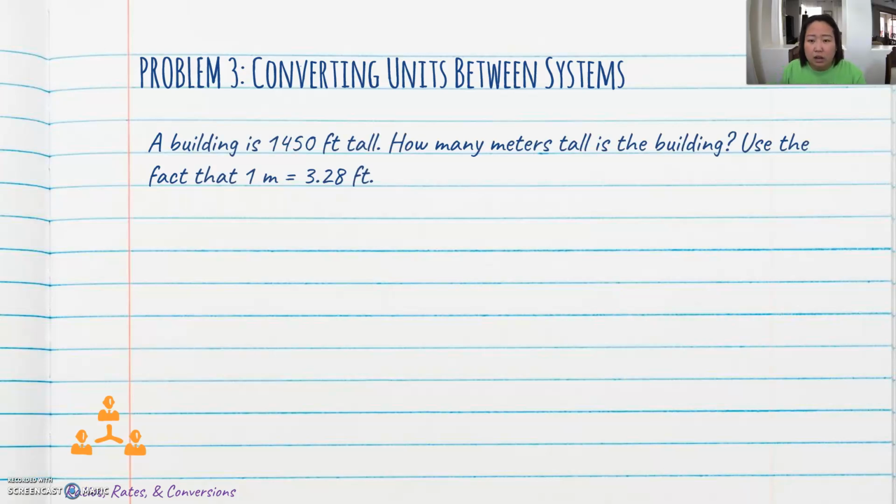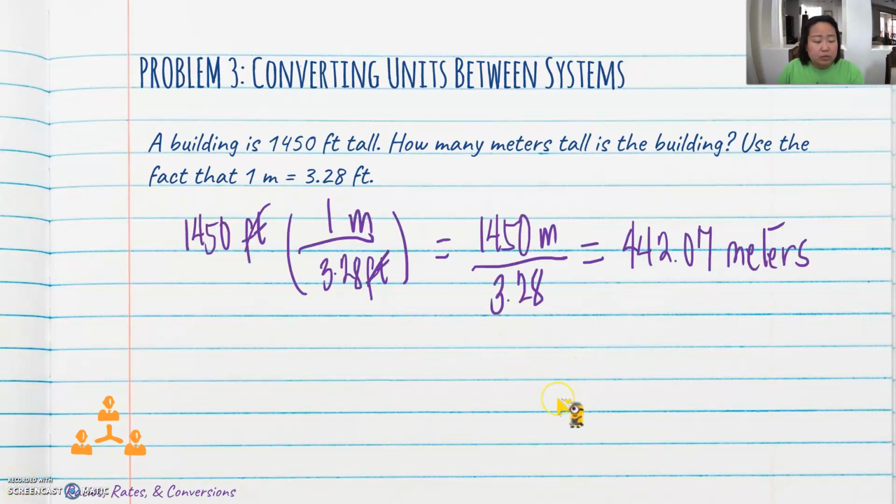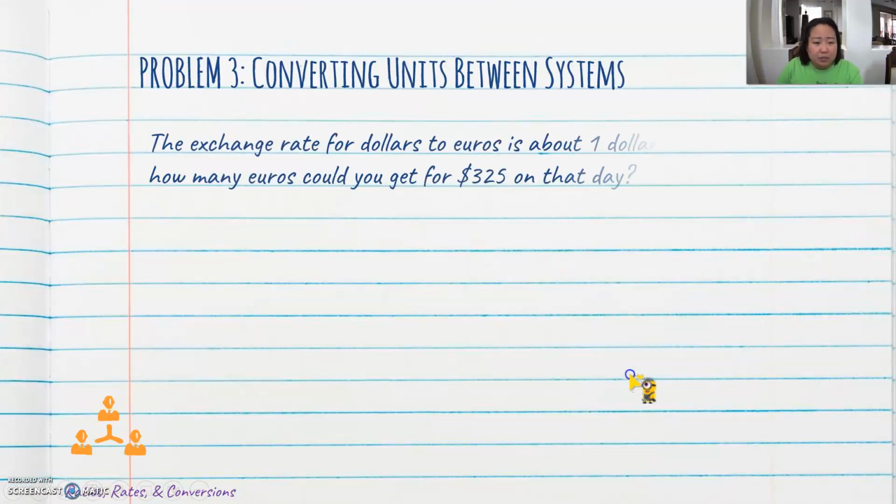Same thing here. The building is now 1450 feet tall. How many meters tall is the building? And we are still going to be using the same conversion: 1 meter is to 3.28 feet. So go ahead, try this one out on your own. If you use the example that we just did previously, it uses the same conversion. And so 1,450 feet eventually will be around 442.7 meters.